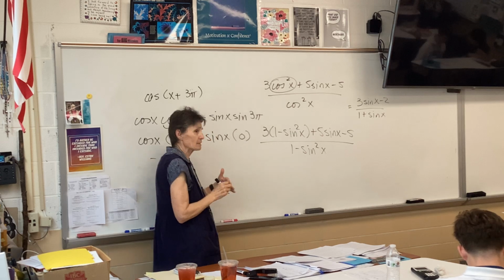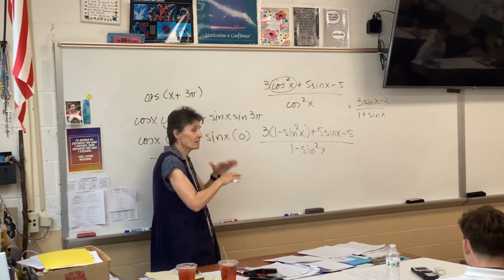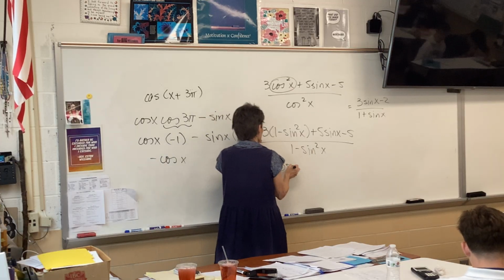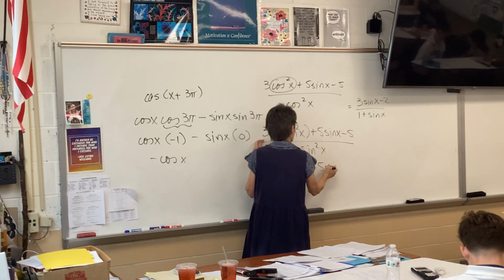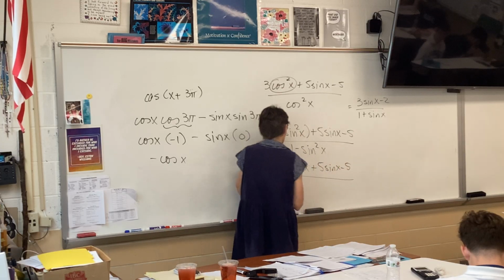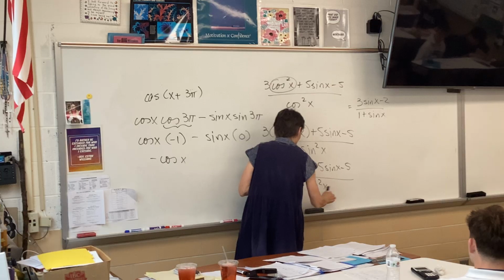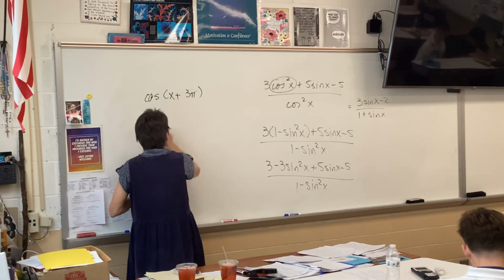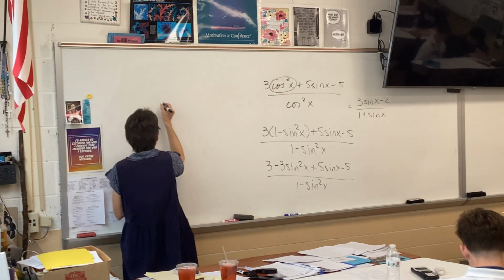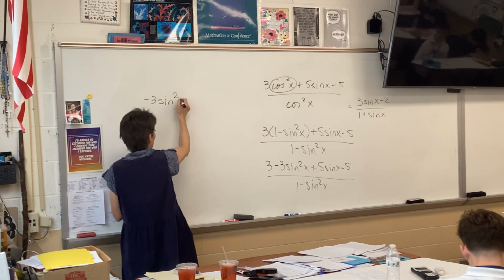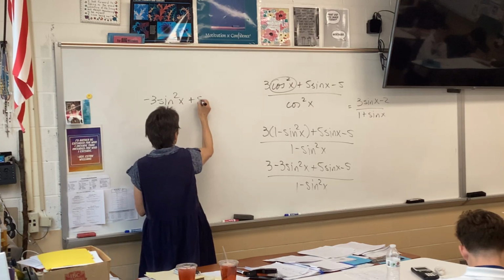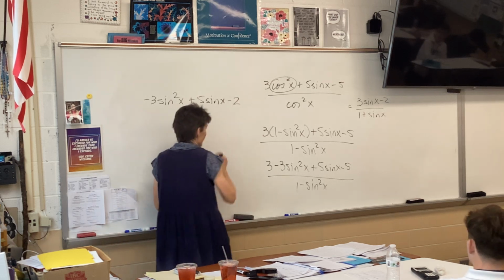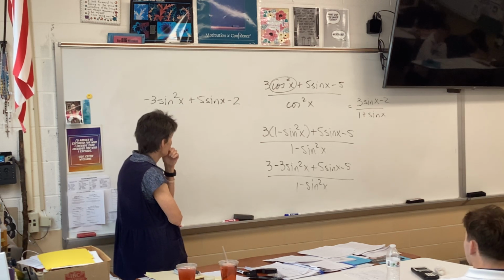Now, at first glance, it looks like it's getting worse. But now that it's all sines, hopefully some things will cancel. So we have 3 minus 3 sine squared plus 5 sine minus 5. Would you agree that the top is really a mess? So let's clean that up a little bit. How did I do? Are you okay with that?